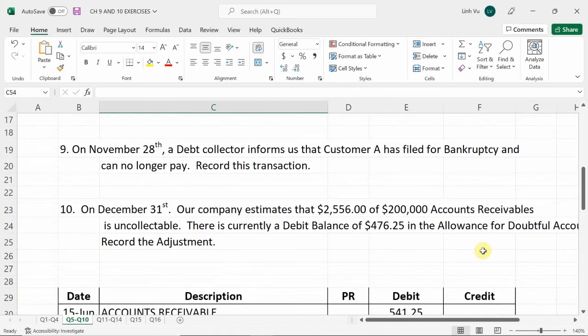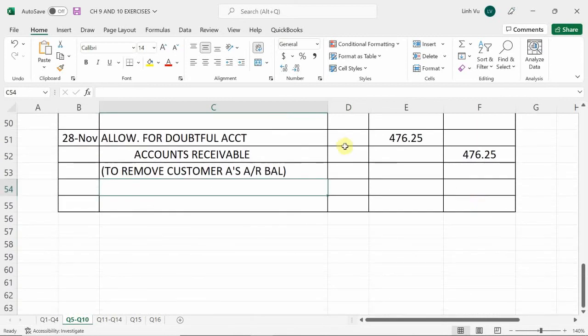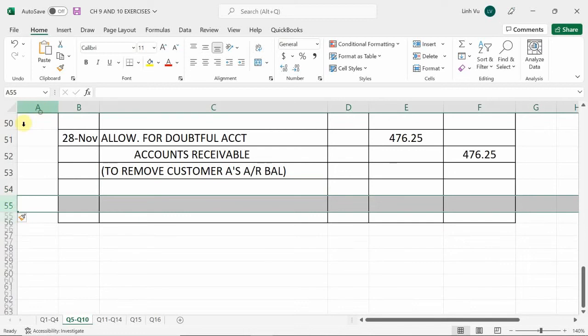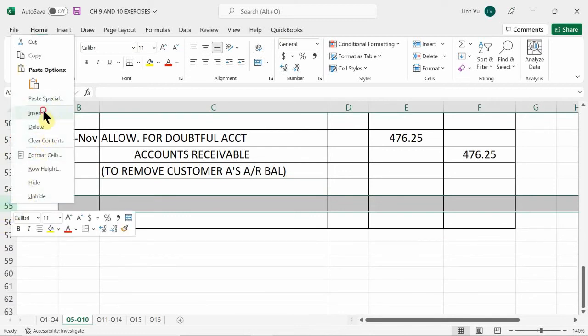How did we get the debit balance? Well, there you go. This is exactly how we got it, right? There currently is a debit balance of $476.25. So what do we do with this? So, we're gonna add the debit balance to the estimated balance, and that would be the total of the bad debt expense for the debit. Okay, good. So bad debt expense. Yes. And then we credit the same amount from allowance for doubtful accounts.